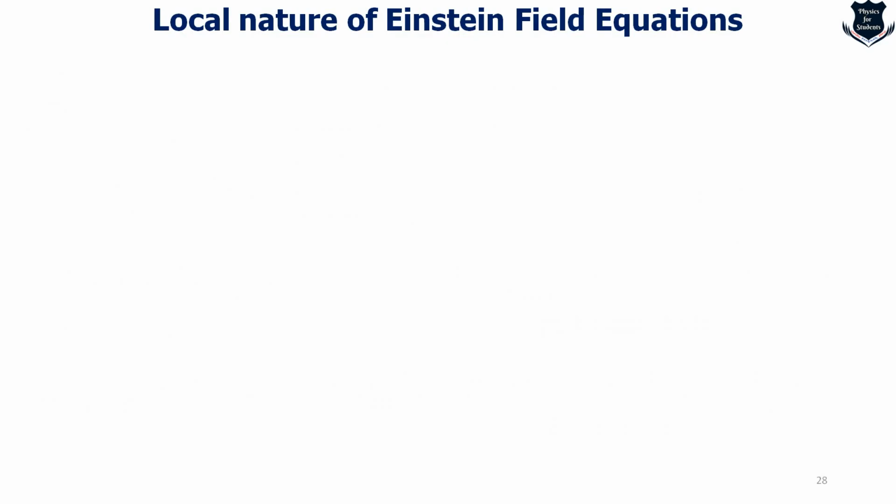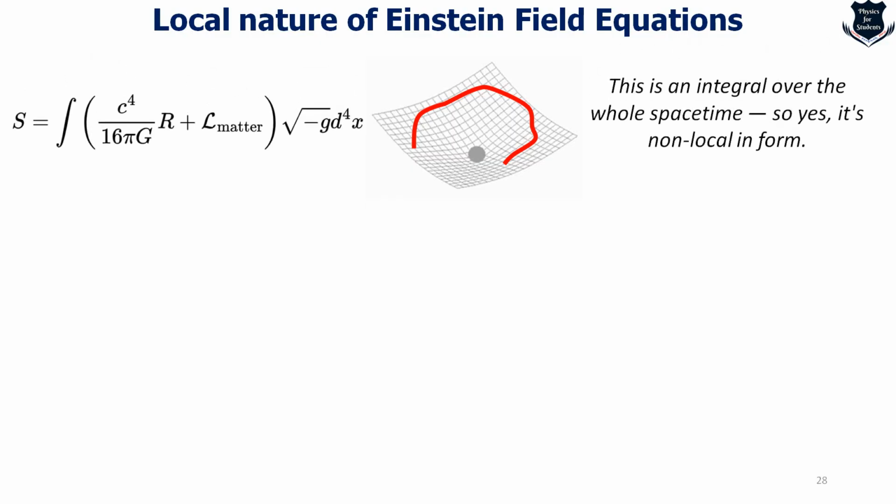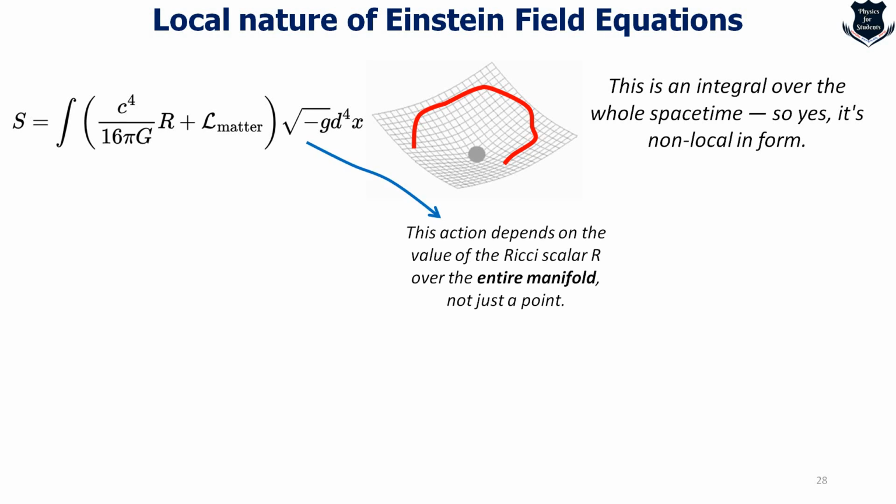What is non-local? Now, if you take this kind of a curvature, fine, what I am doing is taking the summation, an integral of the entire surface of the space-time curvature, this red line. So I am taking an integral of the entire curvature of space-time, not at a specific point. So S equals the integral of so and so, forget the other part. This is an integral over the whole space-time. So yes, it is definitely non-local in form. So here the action depends on the value of the Ricci scalar over the entire manifold, not at a definite point x, y or z.